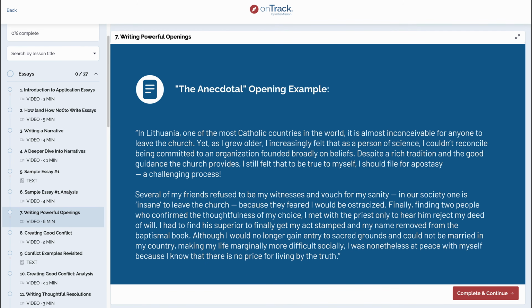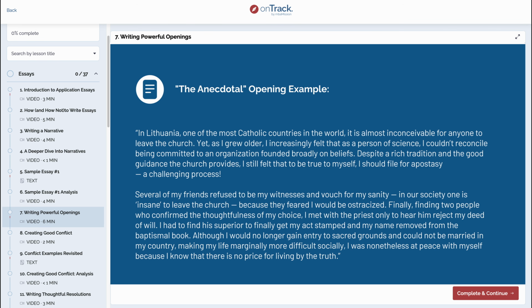Here we go. In Lithuania, one of the most Catholic countries in the world, it's almost inconceivable for anyone to leave the church. Yet, as I grew older, I increasingly felt, as a person of science, I couldn't reconcile being committed to an organization founded broadly on beliefs. Despite a rich tradition and the good guidance the church provides, I still felt that to be true to myself, I should file for apostasy, a challenging process.